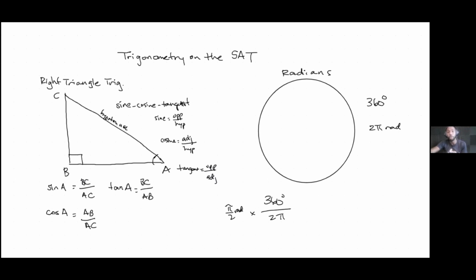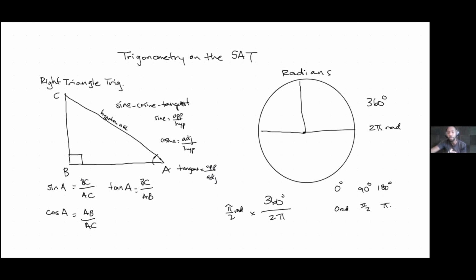So, common angle measures. Say, for example, you have 0 degrees, that's going to be 0 radians. Then you have 90 degrees, which would be up here. That's going to be pi over 2 radians. Now you can also just calculate these using that conversion factor. 180 degrees is going to be pi radians.